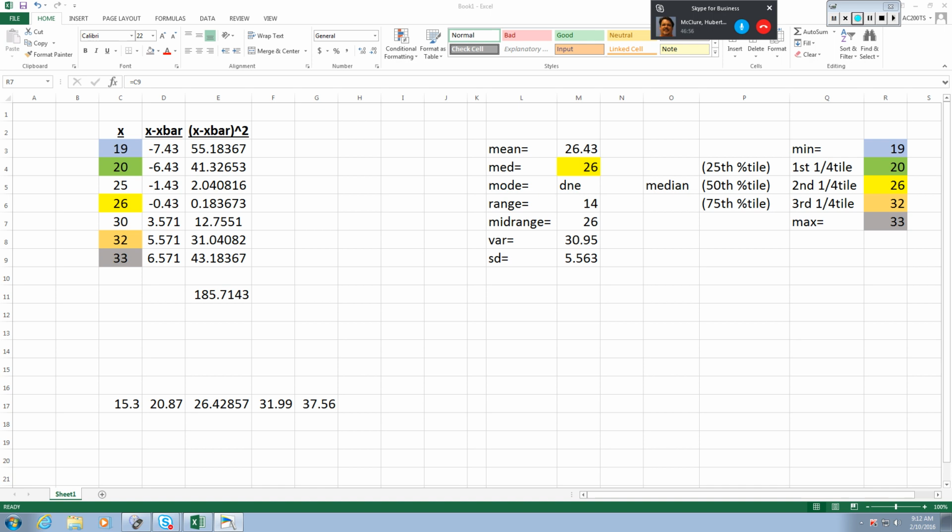So I take my handy dandy yellow marker. I'll make it pretty thick. Green. There's my green marker, because green is the first quartile. So 20, I'm going to put it, now you can put it above or you can put it on the line, I don't care. Okay? I'm going to put the green line right there.